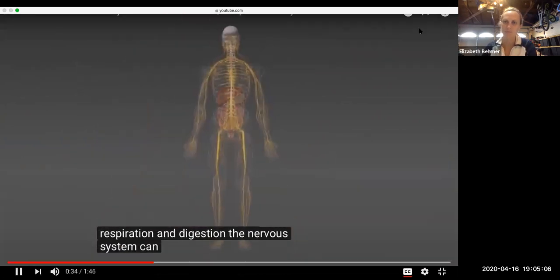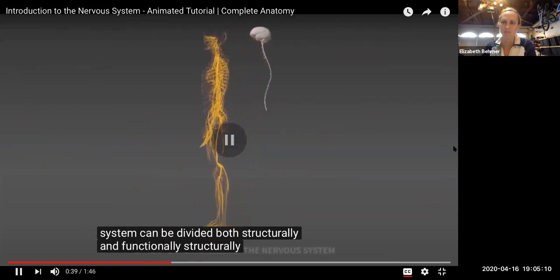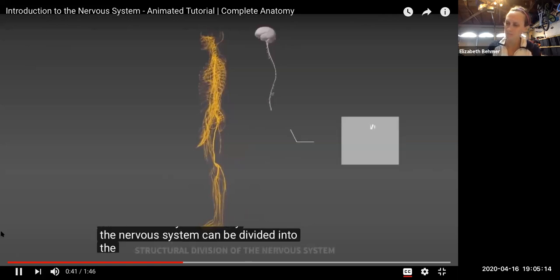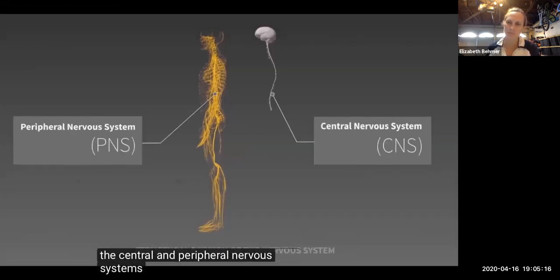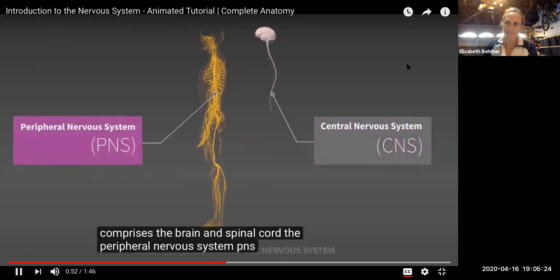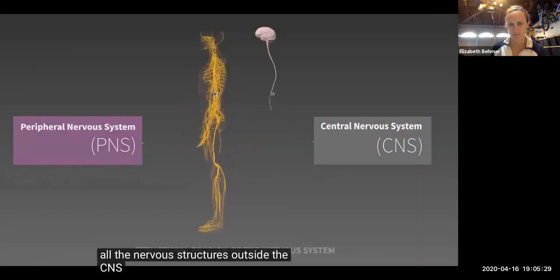The nervous system can be divided both structurally and functionally. Structurally, the nervous system can be divided into the central and peripheral nervous systems. The central nervous system, CNS, comprises the brain and spinal cord. The peripheral nervous system, PNS, comprises all the nervous structures outside the CNS.